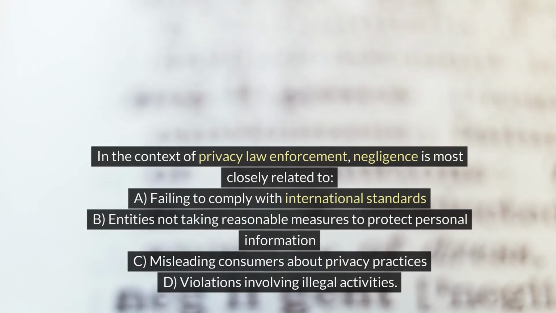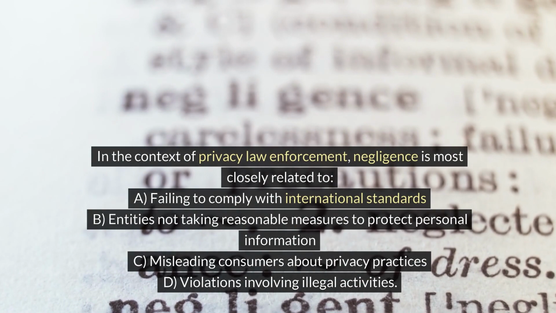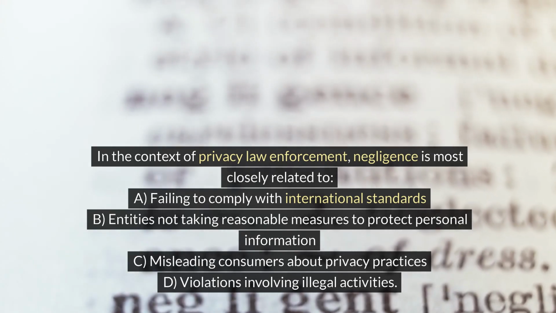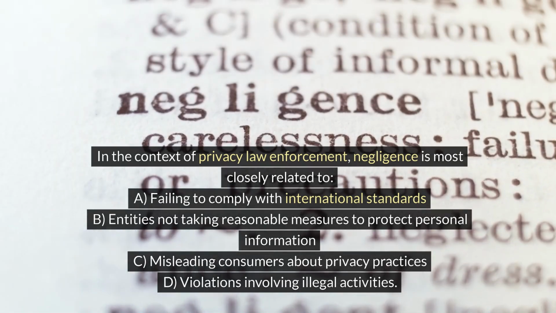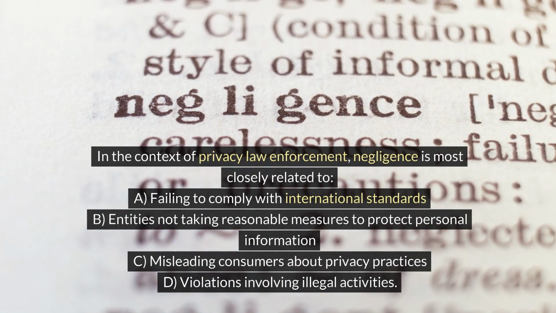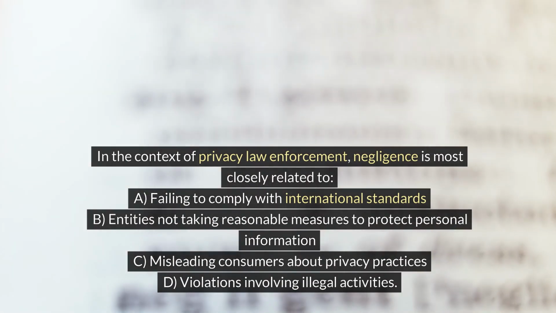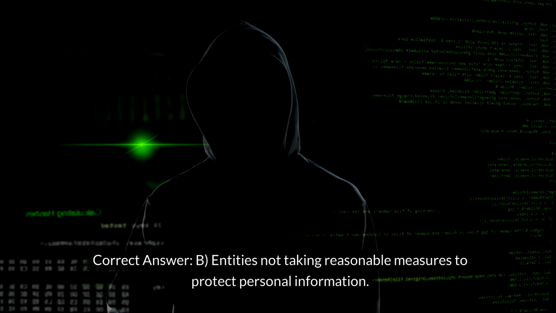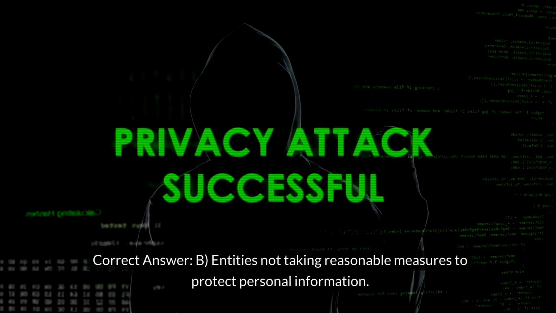In the context of privacy law enforcement, negligence is most closely related to: A. Failing to comply with international standards. B. Entities not taking reasonable measures to protect personal information. C. Misleading consumers about privacy practices. D. Violations involving illegal activities. Correct answer: B. Entities not taking reasonable measures to protect personal information.